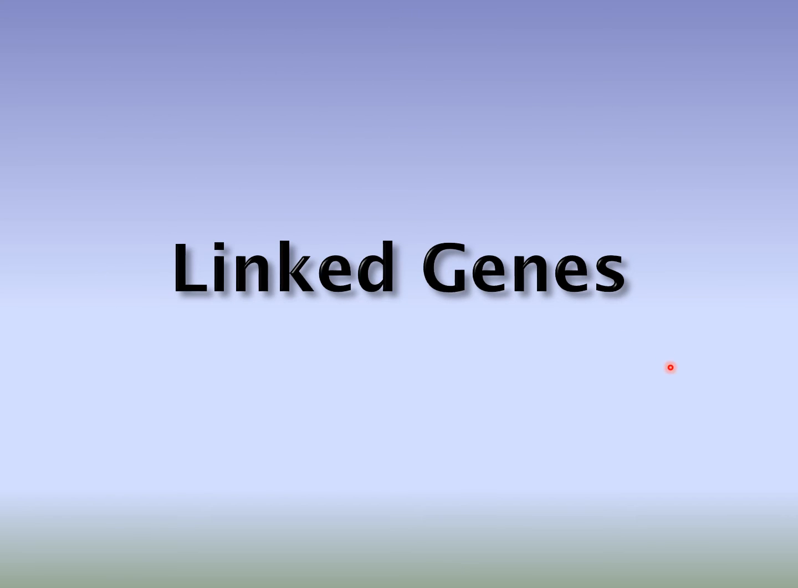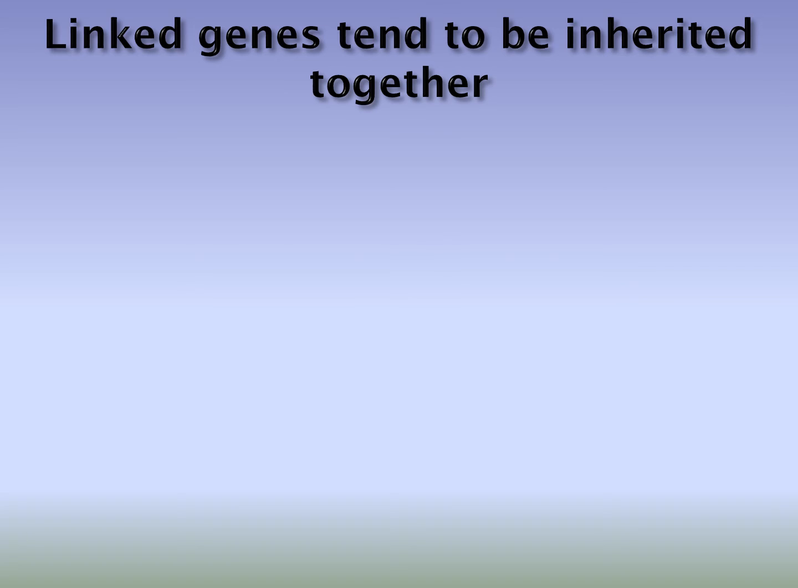All right, so let's talk about linked genes. And we're going to relate this to Morgan's work with flies again. Linked genes tend to be inherited together, so they're passed on from one generation to the next together. Morgan saw this when he was crossing flies, looking at two different traits, so a dihybrid type cross.